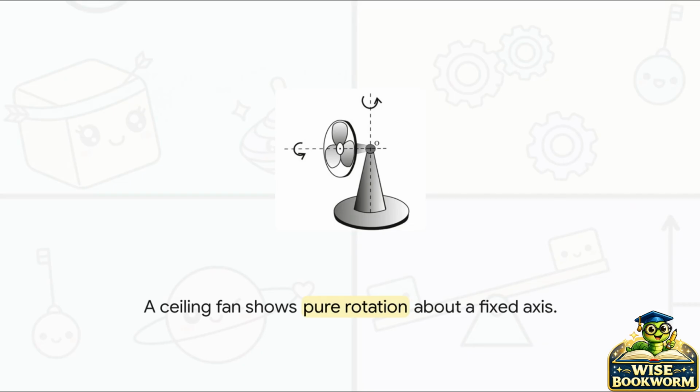Every single particle on those blades traces out a circle, and if you find the center of all those circles, they line up exactly on the axis of rotation. And here's a cool little detail. Any particle sitting directly on that axis has a radius of 0, which means it remains completely stationary while the rest of the fan whips around it.